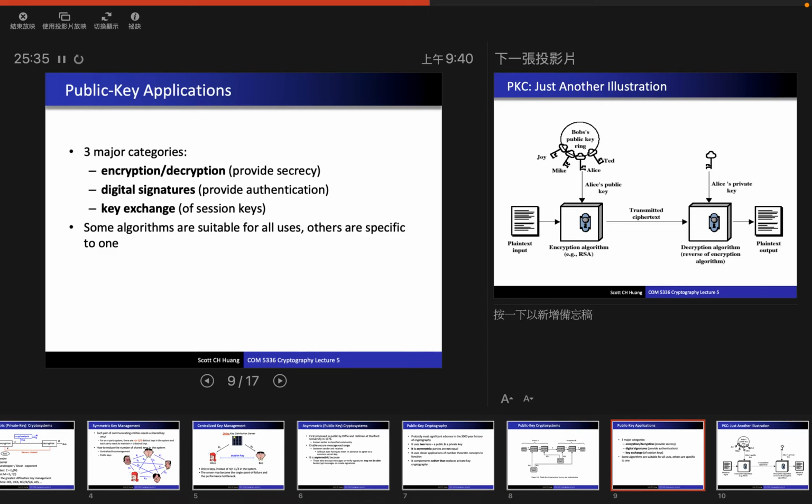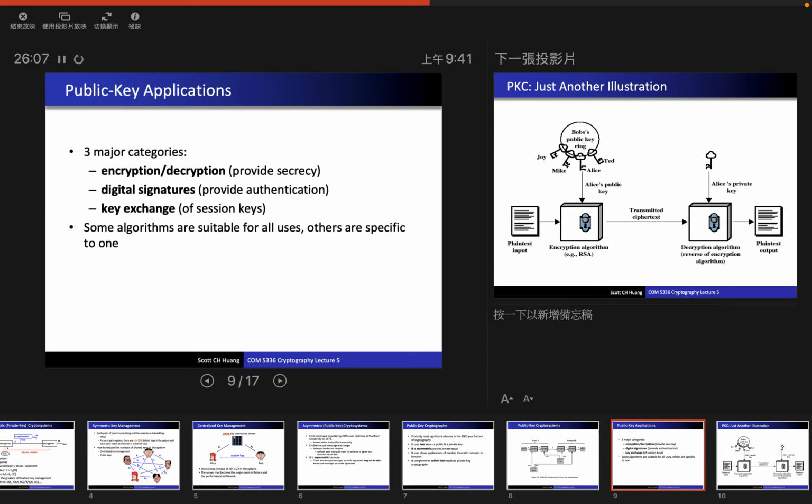And then such properties can be used to achieve at least these three different types of applications. We know about encryption, decryption. This is the traditional one, and then we have digital signatures as well, and also key exchange. And then there are actually many others as well. For example, interactive proof or something like that. We may talk about that later.